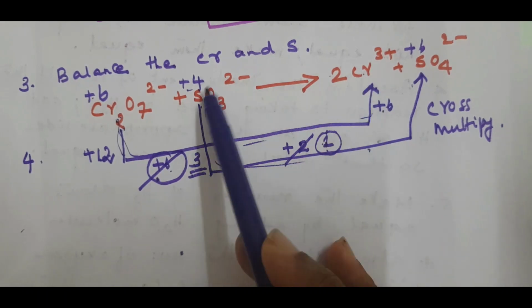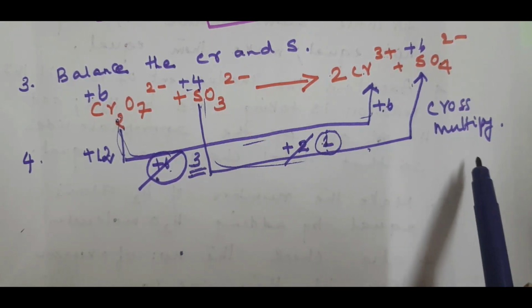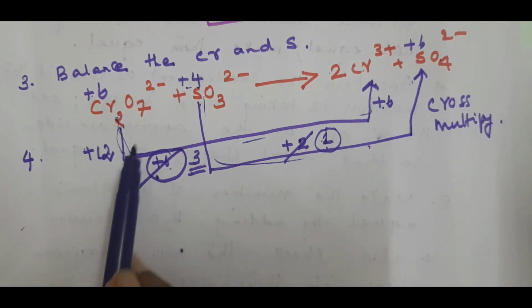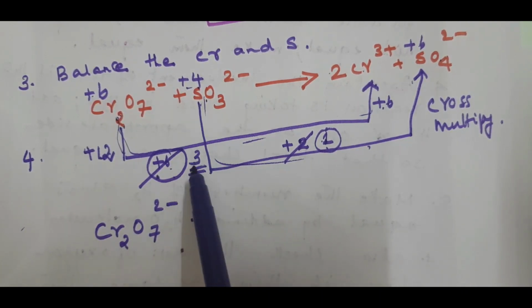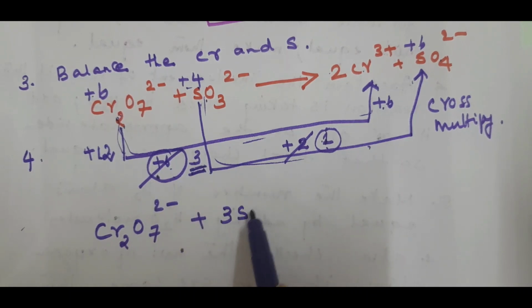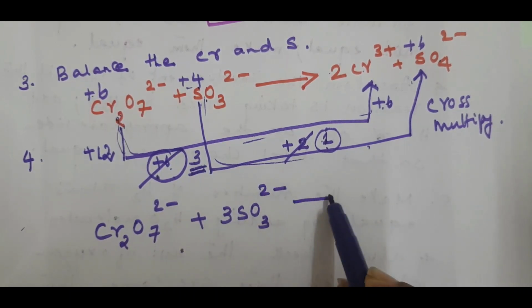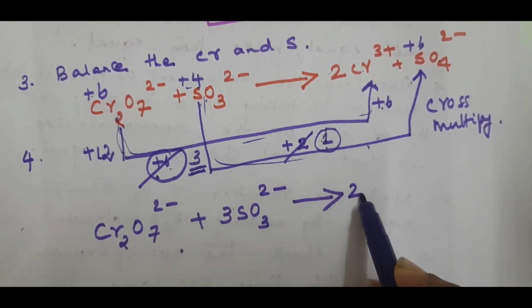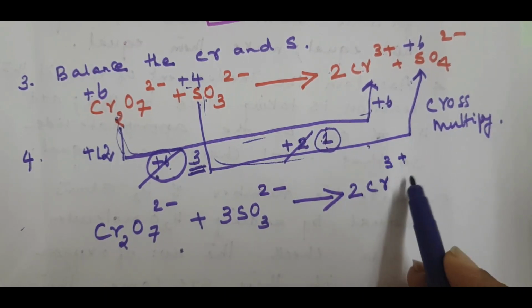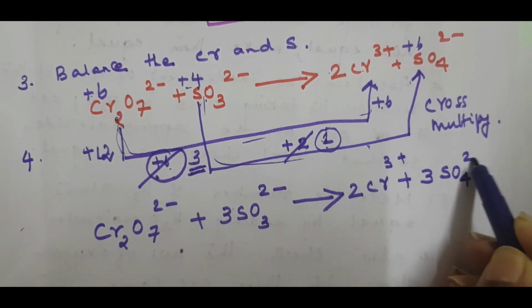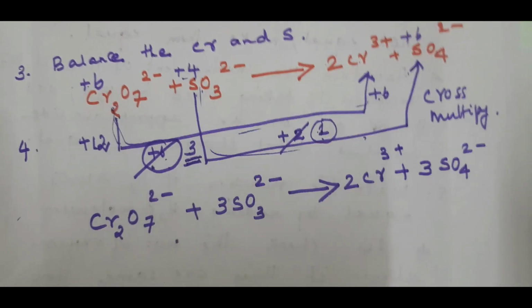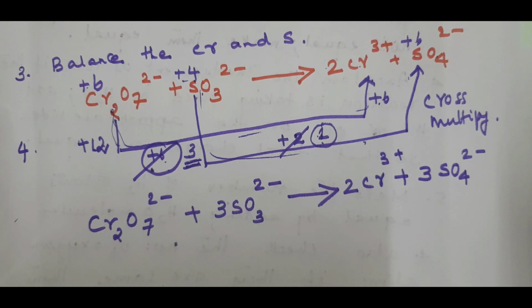You have to multiply the sulfur difference number to the chromium, and the chromium difference number to the sulfur, that is sulfite and sulfate. So what will it be? For chromium it remains as Cr2O7 2 minus, plus for sulfite 3SO3 2 minus, gives 2Cr3 plus, and for sulfate SO4 I have to give 3, so 3SO4 2 minus. Correct. So you have to cross multiply it to make them equal.